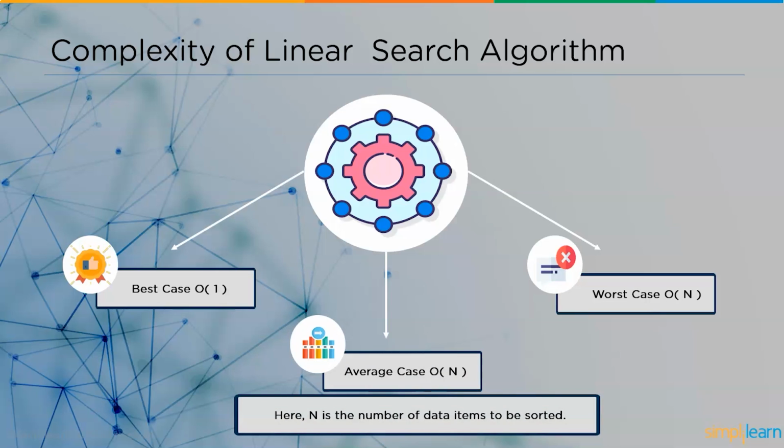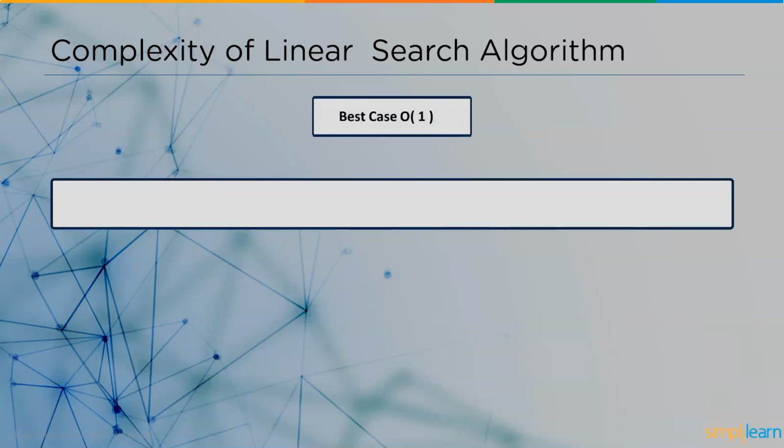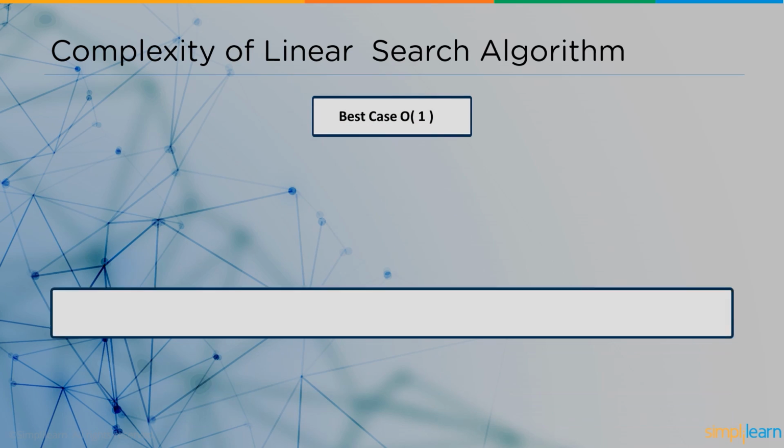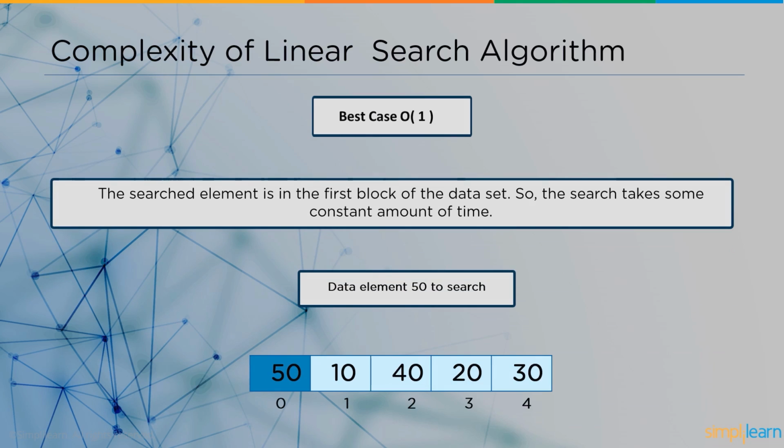Here, N is the number of data items to be sorted. Let us look into how all these complexities of linear search algorithm play out in detail. First, we have the best case, which is big O of 1. The best case scenario happens when the searched element is found in the dataset's first block. As a result, the search takes a constant amount of time.